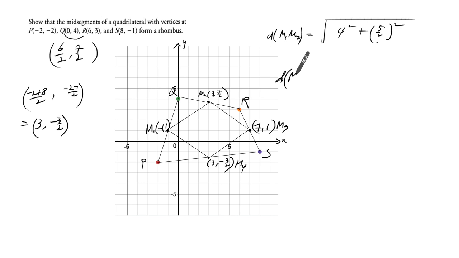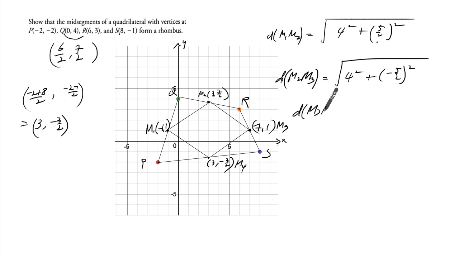Let's check now M2 to M3. 7 minus 3, which is 4. And 1 minus, that is minus 5 over 2. So clearly you can see they're going to be equal. M3 to M4. Right, 3 minus 7 is minus 4 squared. Right, minus 5 over 2 squared.